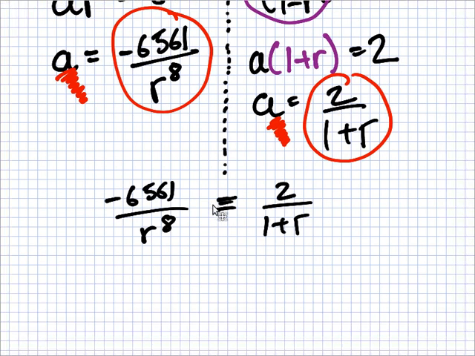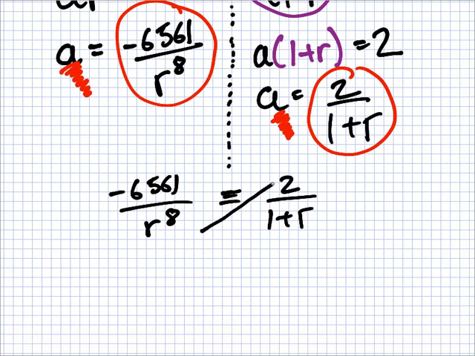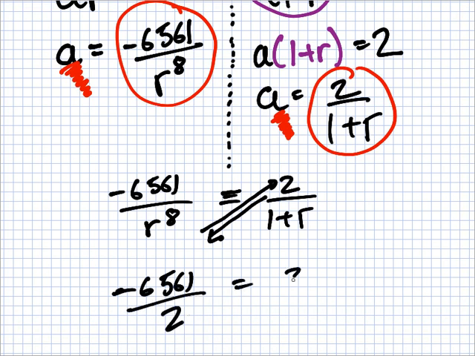I think the way I'll do that, though, is I'll swap the r^8 with the 2. Yeah, cross multiply. So minus 6561 over 2 equals r^8 over 1 plus r. Sorry, what the heck did I just do there? Totally got that messed up. That's better now, isn't it?